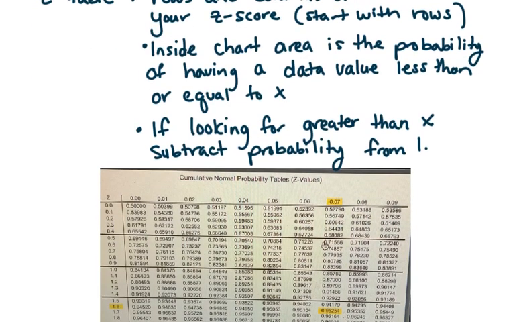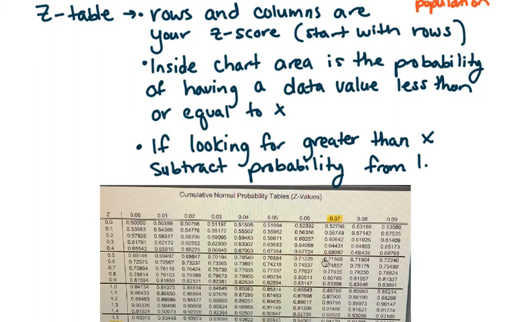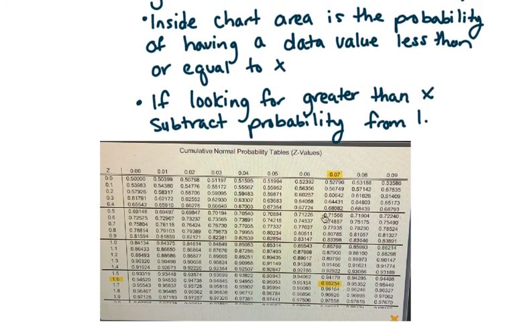Then what you're going to do is look at your chart. I have an example of a chart here. The rows and columns are your Z score. You'll notice that you start with the rows first. Let's say your number is, we'll use 1.67 since it's already highlighted. I will go down to 1.6, and then the columns are my hundredths place. So 1.67 would be 1.6 in the rows, and then all the way to 7 in the columns. And right here is where they meet.